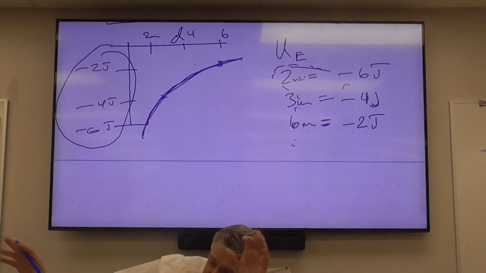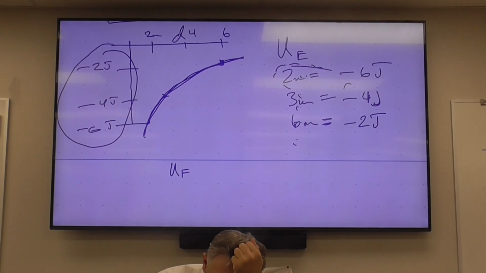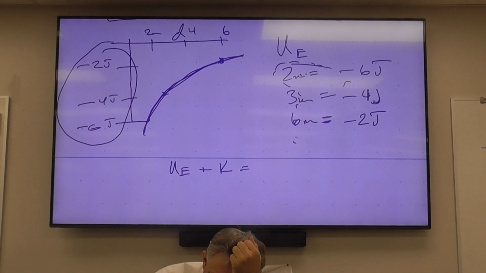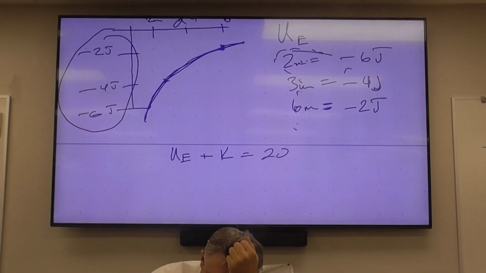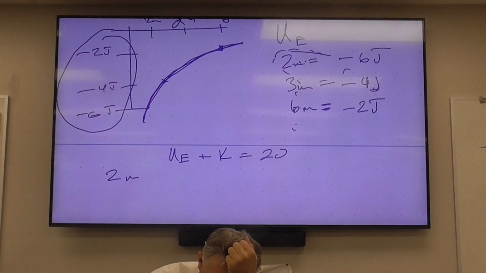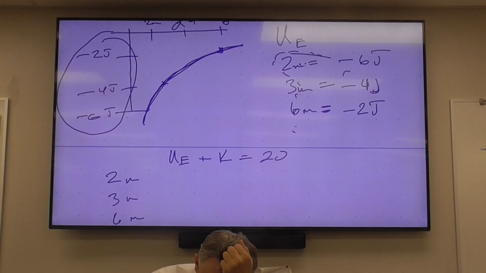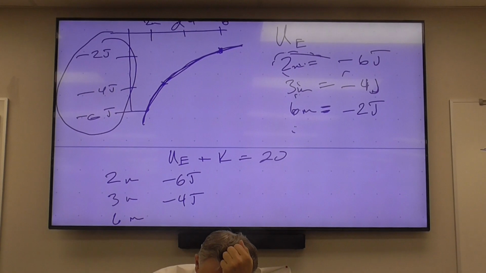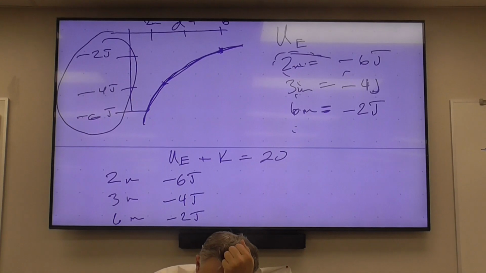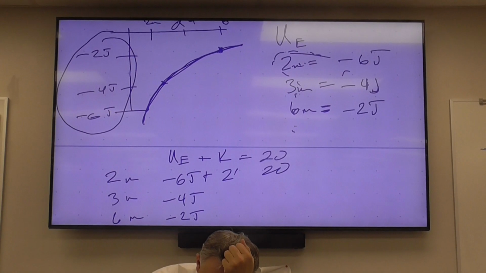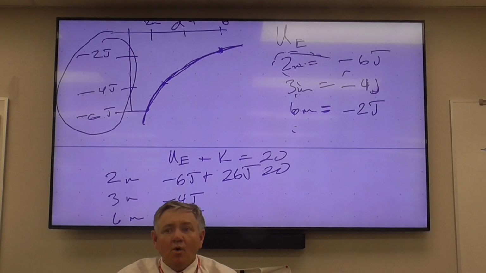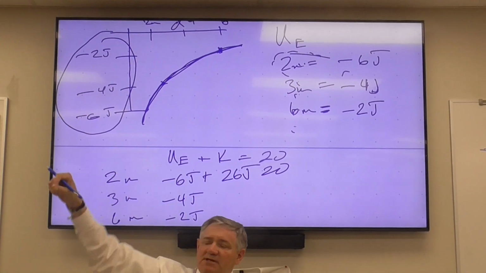So now we're going to look at the conservation of energy, where PE plus kinetic energy has to equal 20. So we're going to look at 2 meters, 3 meters, and 6 meters. So at 2 meters, my PE value was -6. At 3 meters, that was -4, and 6 meters, that was -2. So in this situation, my kinetic energy would be 26 joules. Now, why can my kinetic energy never be a negative value?